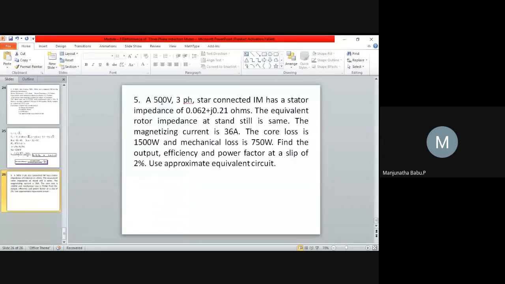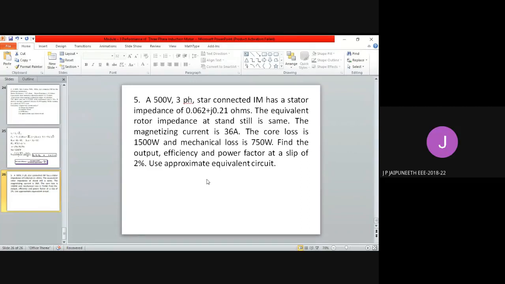V1 he has given as the line voltage, 500. So convert that to phase: divide by root 3. You'll be getting a value of 288.68. So 288.68 is the voltage per phase. Now with respect to that, find IC. IC is equal to 500 divided by 288.68. That is the working current or compensating current, which will be equal to 1.732.